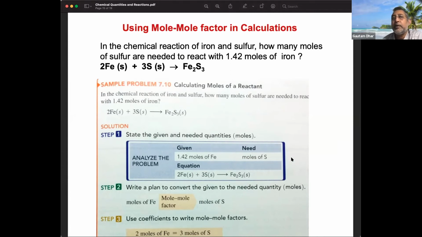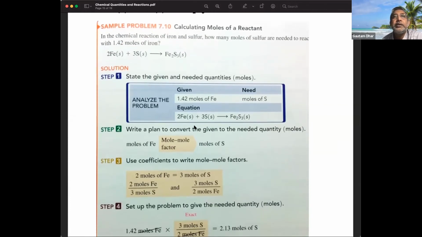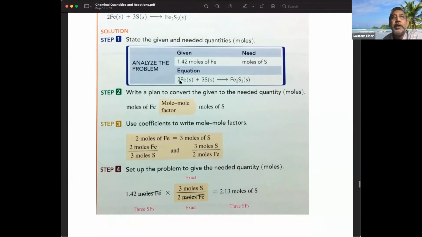So we are going to use the conversion factor. First, you need the equation, and that has to be balanced. So 2 iron plus 3 S to give Fe2S3. What is given to me is the moles of iron. Now, it tells me that 2 moles of iron reacts with 3 moles of sulfur. So that's the conversion factor.